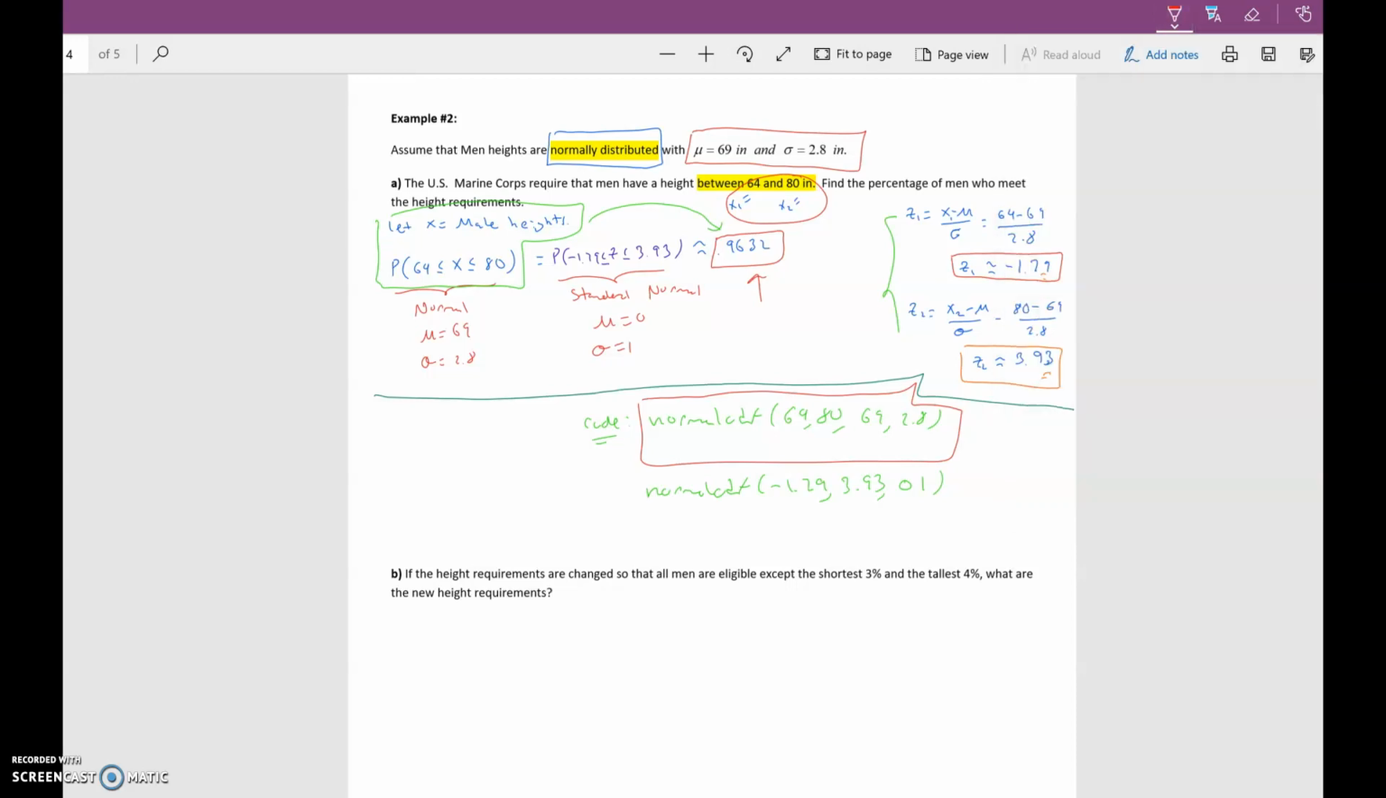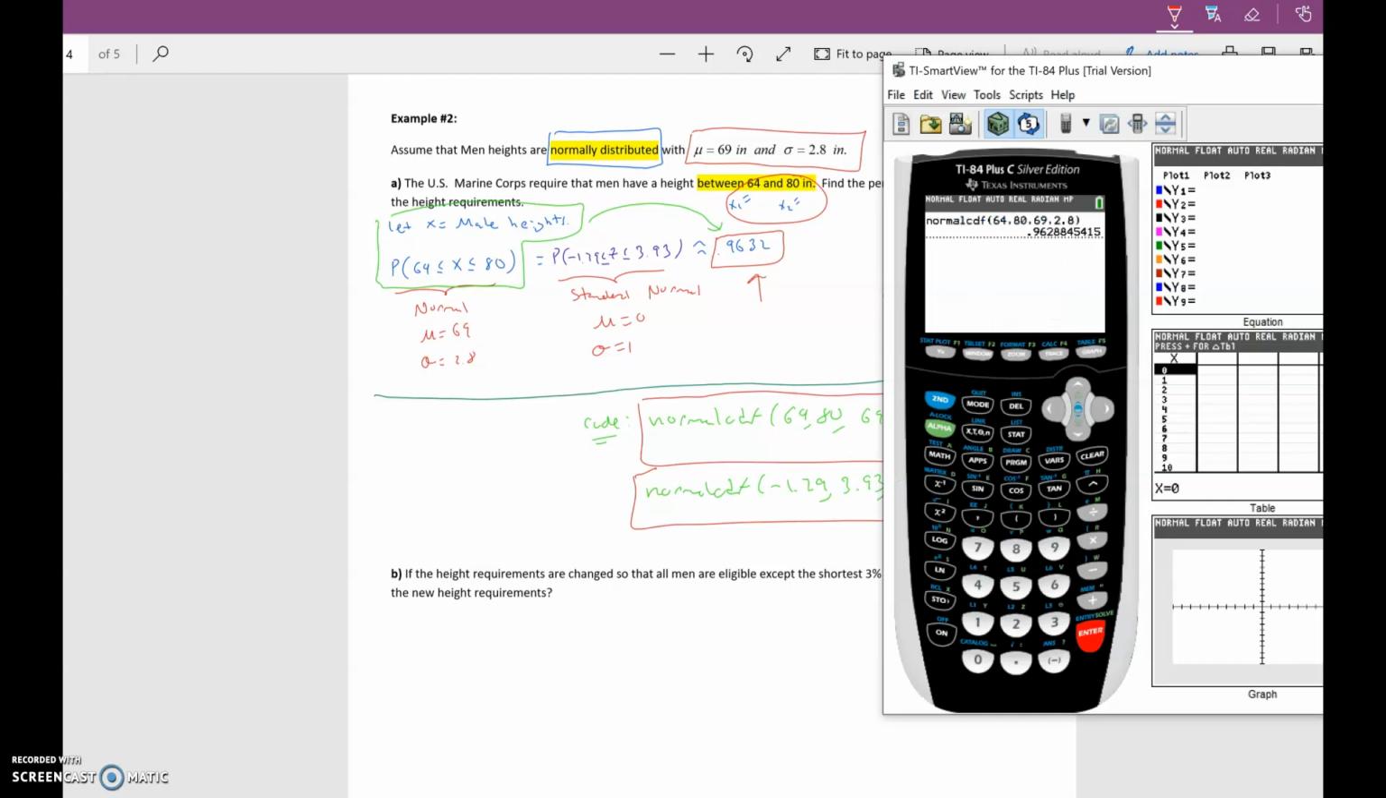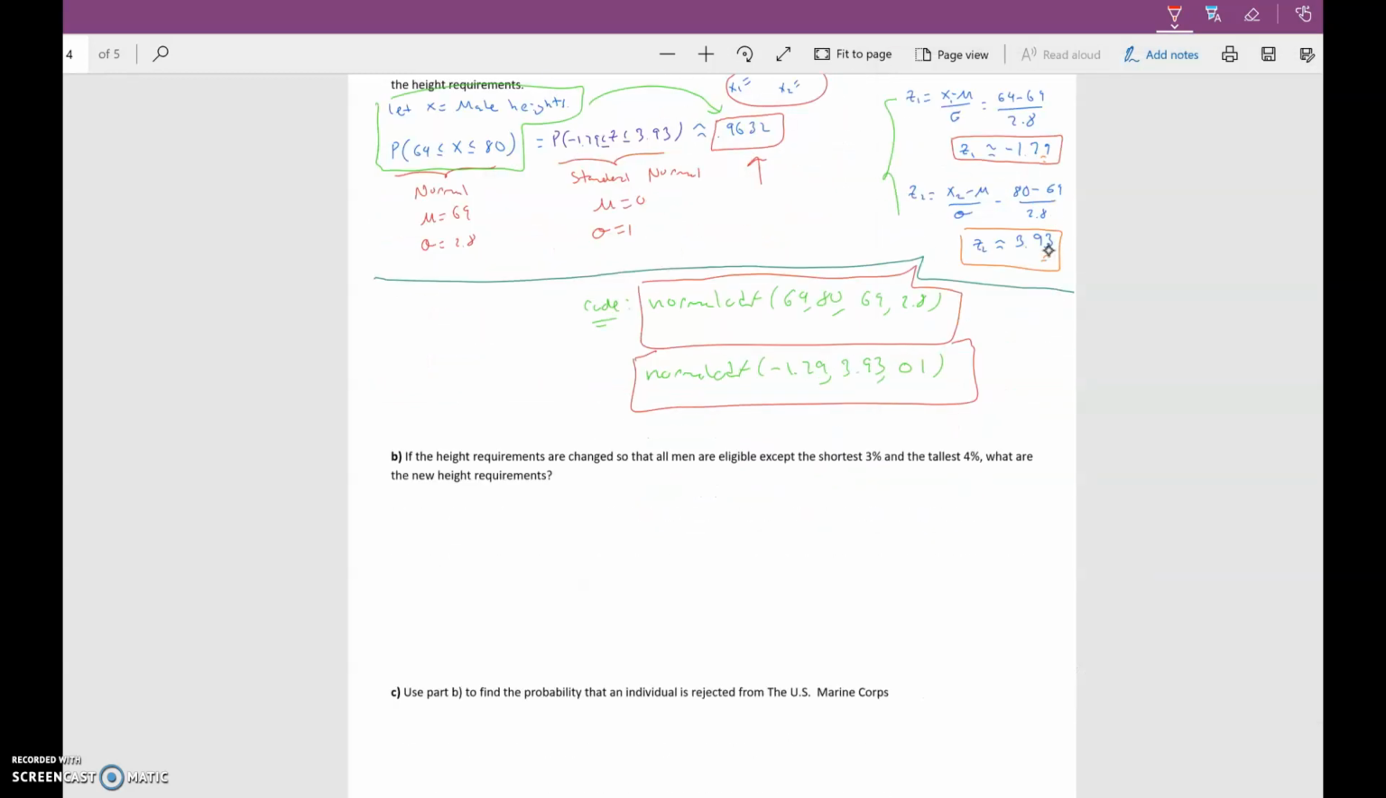Most likely the tables, we're not going to use them. That's technically just in case we don't have the calculator. But expect that the software on some of these, they may want you to use a table. Okay, so that's it for this one. As you can see, a little bit of rounding, but not that bad.